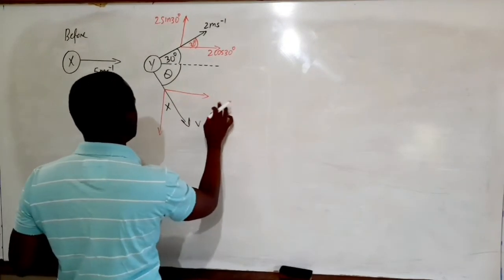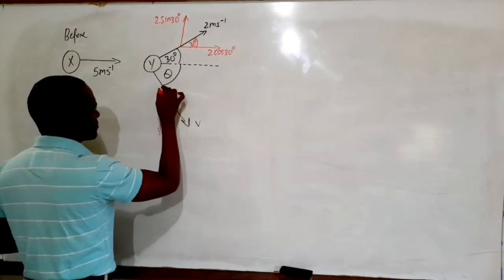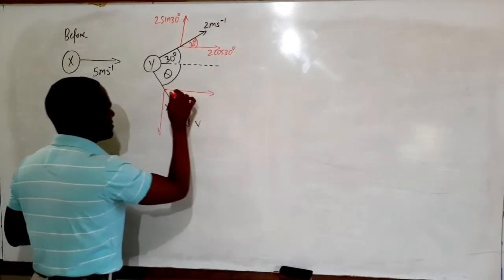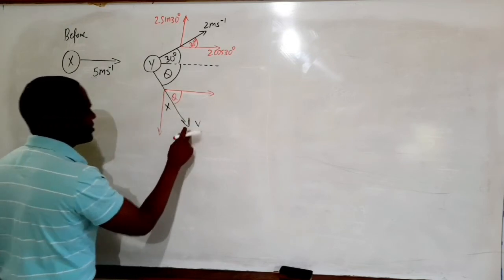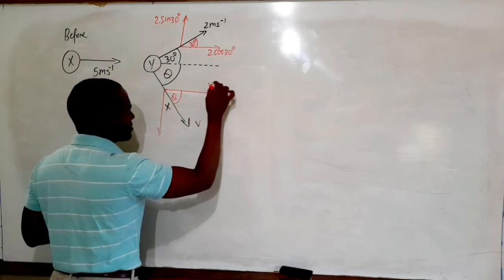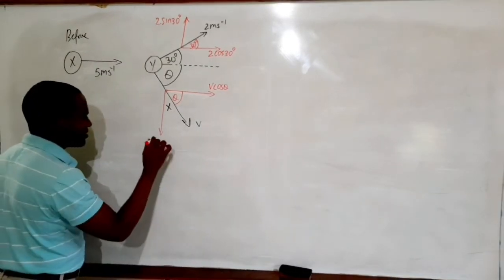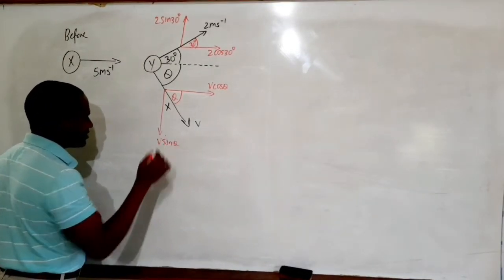Similarly, this velocity will also have two components. This is horizontal. This angle of course is also theta, and this is its velocity v. So therefore this is v cos theta, and this is v sine theta.